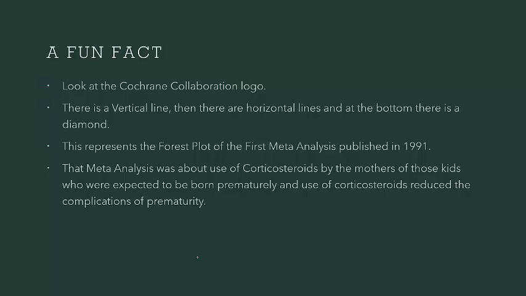There is a vertical line, which is the line of null effect. And then there are 7 horizontal lines. And then there is a diamond at the bottom. So basically, it represents the forest plot of the first meta-analysis, which was published in 1991. And what was that meta-analysis? It was about the use of corticosteroids by the mothers of those kids who were expected to be born prematurely. And when the mothers used the corticosteroids, it reduced the complications of prematurity. Isn't it amazing?